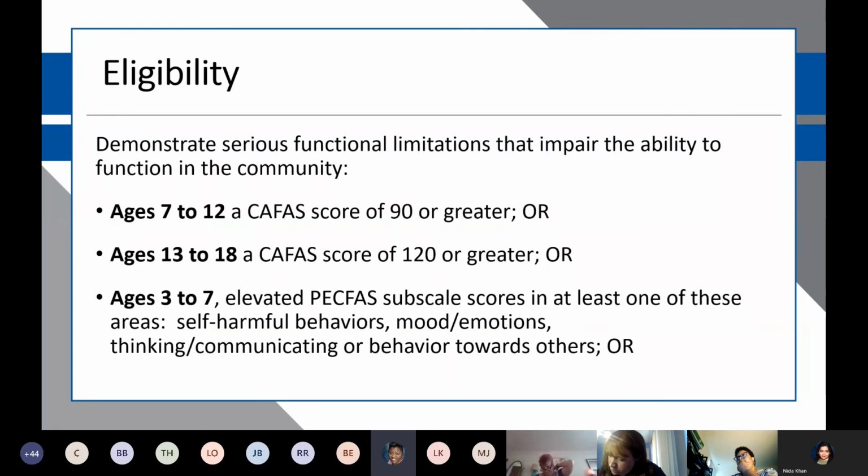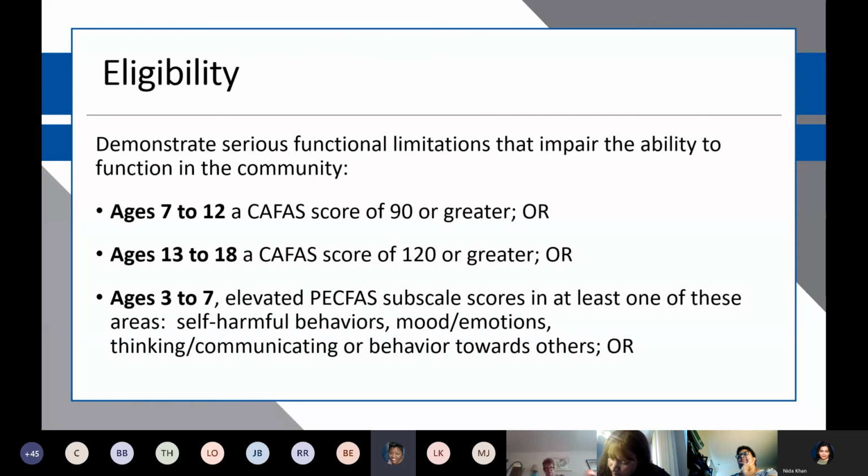Okay, and now I'm going to talk a little bit more about the clinical tools that we utilize in Oakland County to determine eligibility. We have different tools that we, meaning our contracted providers, utilize based on the child's age. For anyone who is age 7 through 18, we utilize the CAFAS assessment tool. On this slide, you see what the CAFAS score would need to be for a child based on their age range. For a child who's 7 to 12 years old, the child has to have a CAFAS score of 90 or greater. For those who are 13 to 18, the CAFAS score must be 120 or higher.